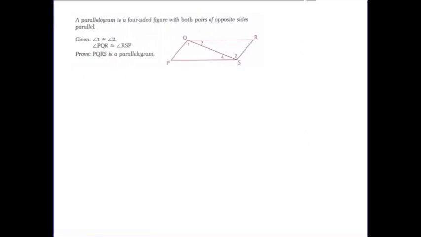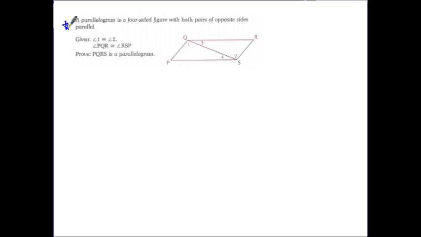Here's our next one, slightly more difficult. And we have some background information about this. Anytime there's information regarding a proof that we haven't learned yet, they'll usually give us a little piece of background information like we're going to give here. A parallelogram is a four-sided figure with both pairs of opposite sides parallel.